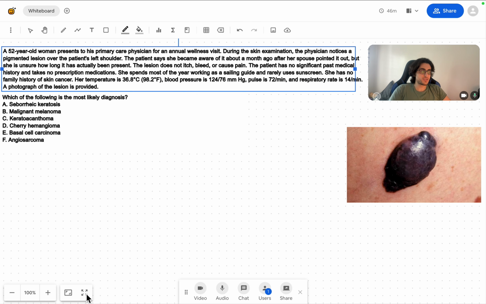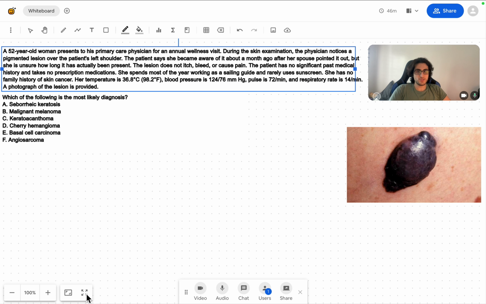Her temperature is 36.8, blood pressure is 124 over 76, pulse is 72, and respiratory rate is 40 per minute. A photograph of the lesion is provided. Which of the following is the most likely diagnosis?